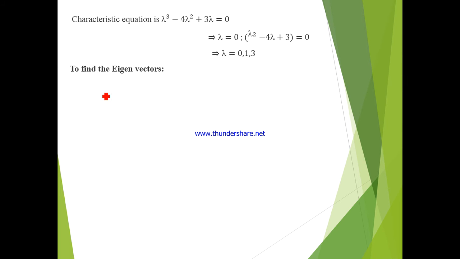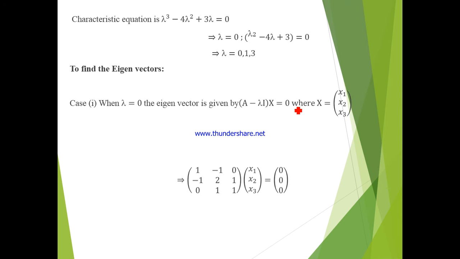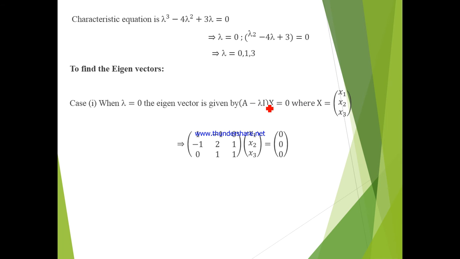So next we have to find the eigenvectors for the corresponding eigenvalues 0, 1 and 3. So next we substitute lambda equal to 0 in the equation (A minus lambda I) x equal to 0. So A minus lambda I is this one: 1, minus 1, 0; minus 1, 2, 1; 0, 1, 1. That value into x1, x2, x3 is equal to 0, which we write in matrix form as 0, 0, 0.